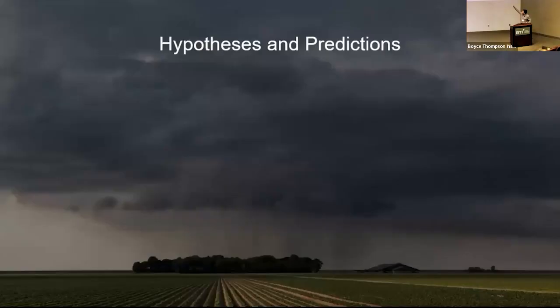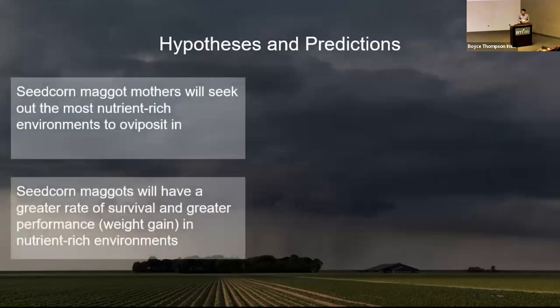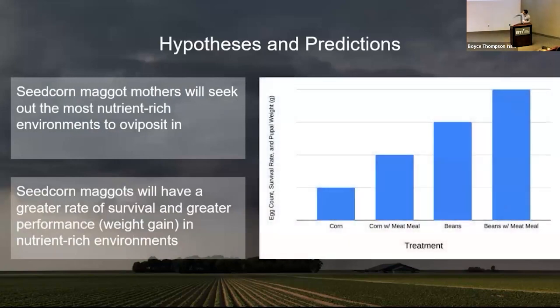So first, we looked at nutrient availability, and we hypothesized that seed corn maggot mothers would seek out the most nutrient-rich environments, and they would have a greater rate of survival and performance in those environments. So this is the kind of trend that we were expecting. So we expected corn, and then corn with meat meal to have a higher preference.